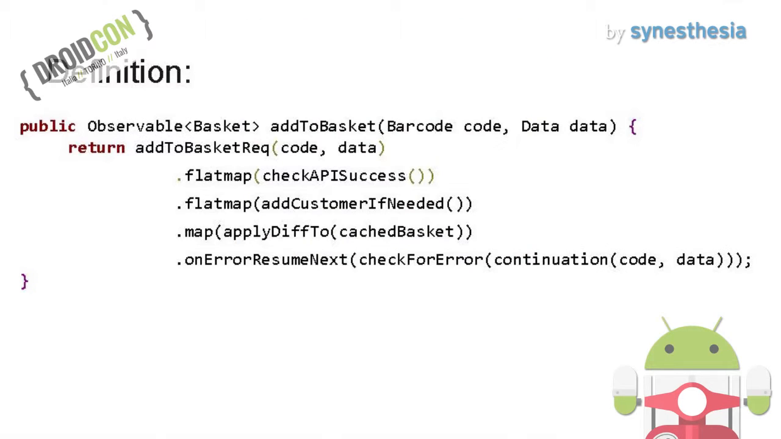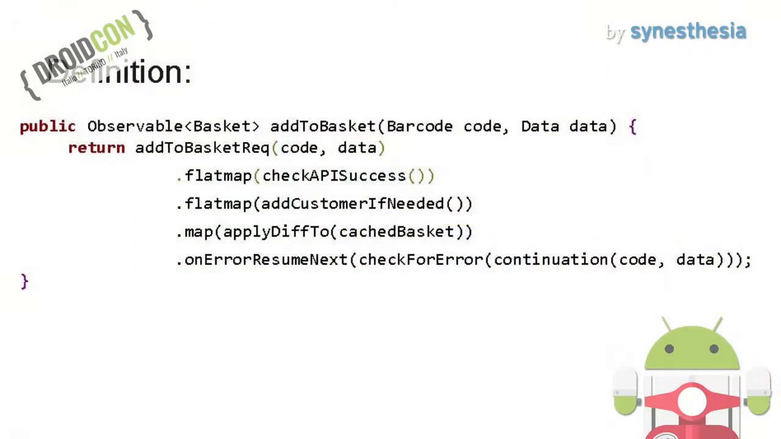And what we have now, if you look back at it, for someone coming into the project now, what can he read if he wants to add something to the basket? He will read that adding to the basket is adding to the basket and getting a response, checking if it's a success or not, adding a customer if it's needed, applying the diff to transform it into a full-blown basket object, checking if it's an error, displaying a dialog, and continuing. All that is in one place.